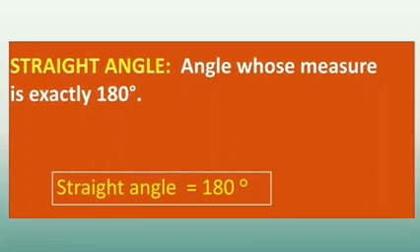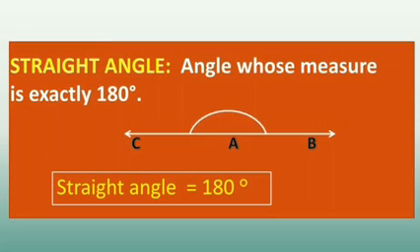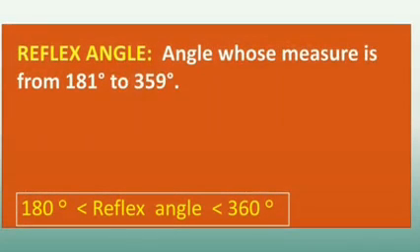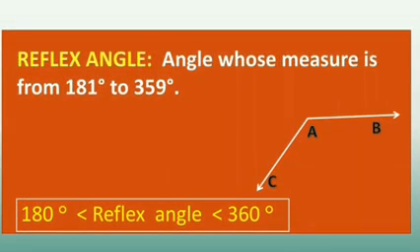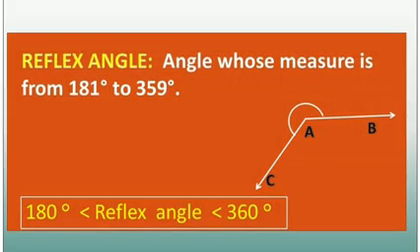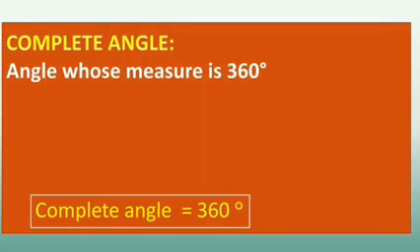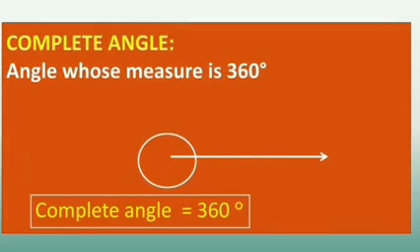Straight angle is an angle whose measure is exactly 180 degrees. It looks like a straight line. Reflex angle. Reflex angle is an angle whose measure is from 181 degrees to 359 degrees. It is easier to remember that from straight angle to the complete angle. We'll know about complete angle in the next slide. Complete angle is an angle whose measure is exactly 360 degrees.